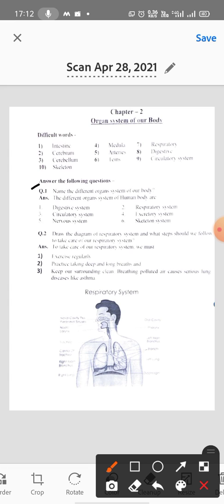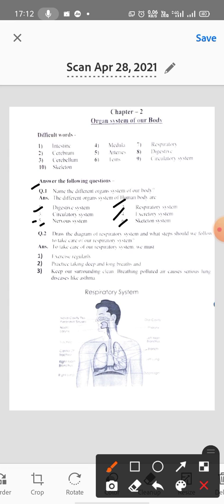हमें अपने different organs बताने हैं हमारी human body में जो present होते हैं. So the first one is digestive system, second is respiratory system, third is circulatory system, fourth is excretory system, fifth is nervous system, sixth is skeletal system. About all these systems we have studied in broad in our previous classes. I hope you all understood well about these all systems.